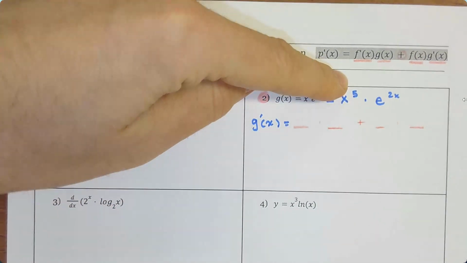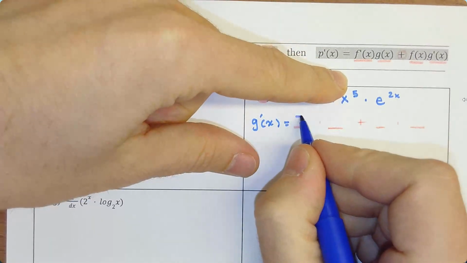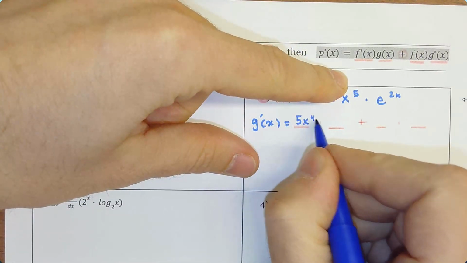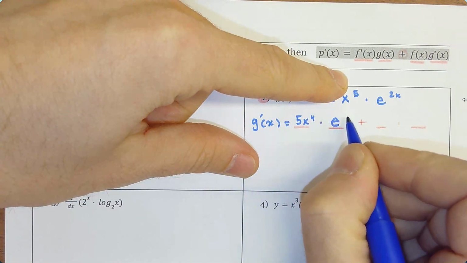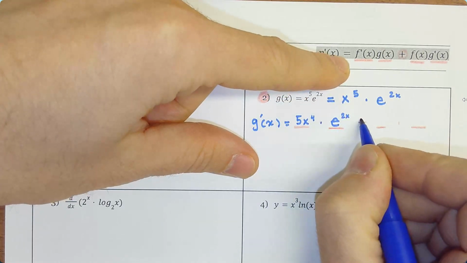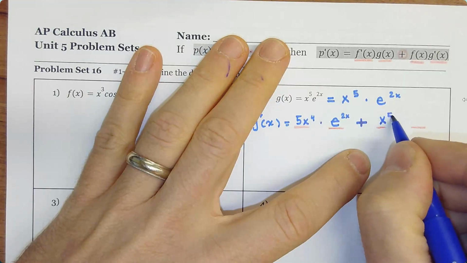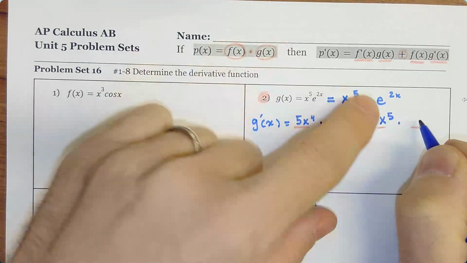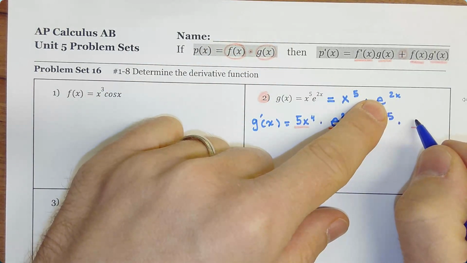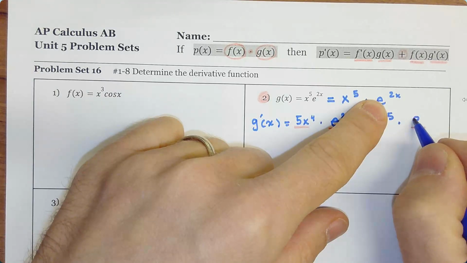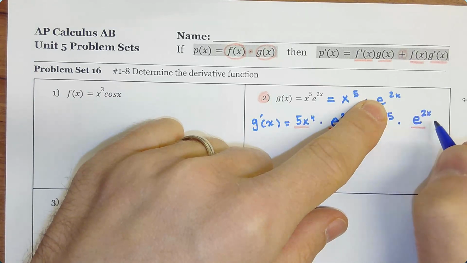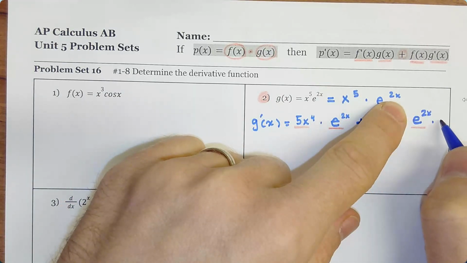Take the derivative of the first, that's power rule. Leave the second alone. Plus, leave the first alone. Take the derivative of the second, that's going to be our exponential rule. E to the power, derivative is e to the power, and then the derivative of 2x is 2.